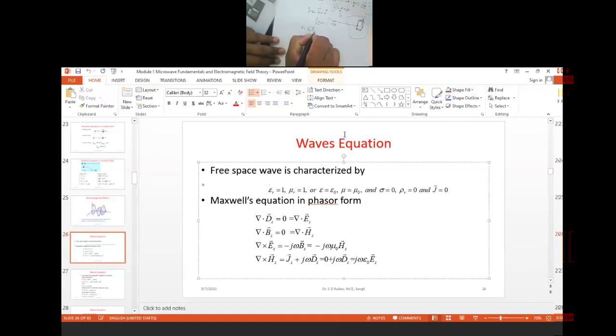Epsilon is epsilon 0 epsilon r, but epsilon r is equal to 1 because it is free space. And mu is equal to what? Mu 0 mu r, but mu r is equal to 1, that is for free space. Only the one component is available, so epsilon becomes only epsilon 0 and mu becomes only mu 0. Okay, that is for free space.